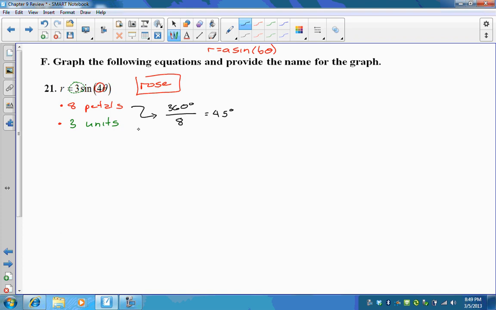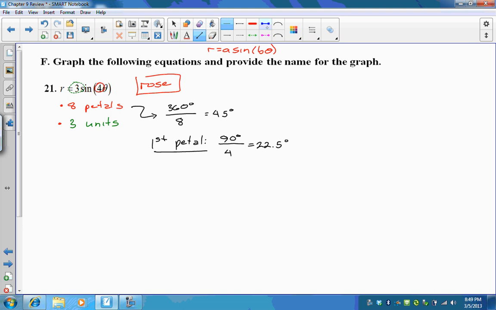And the first petal is raised off the x-axis by an angle of 90 degrees divided by whatever that number in front of theta is. So 90 degrees divided by 4 ended up being 22.5 degrees. And so there I have all the information I need to graph this. I'll graph my y-axis, my x-axis, and I will sketch 22.5 degrees.